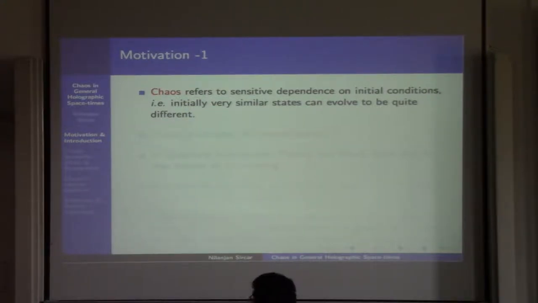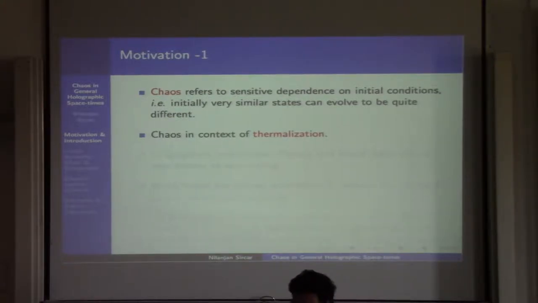So chaos very broadly refers to a sensitive dependence on initial conditions. That is, you start with very similar configurations, and as you evolve in time, you will see that these trajectories or states deviate from each other at large times. This is more or less generally known as chaos, but there are of course much more mathematical definitions of it. I will especially be talking about chaos in the context of thermalization.